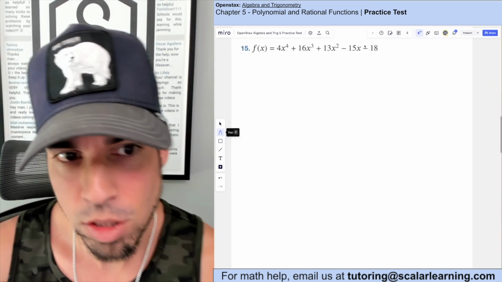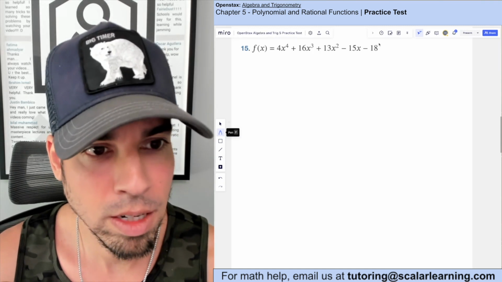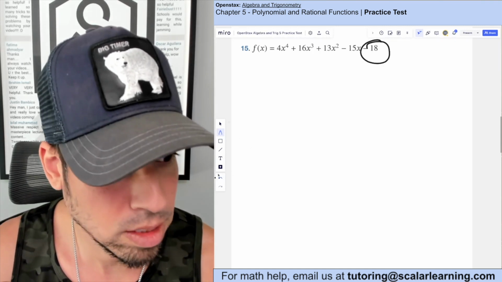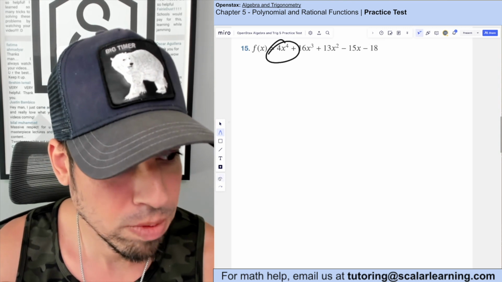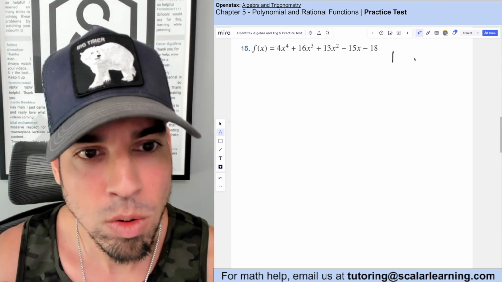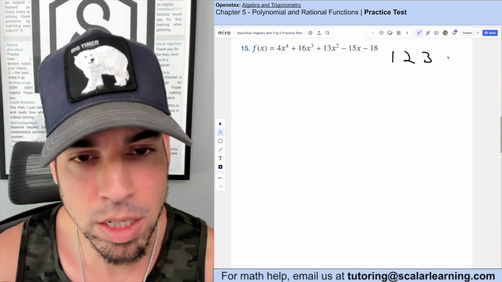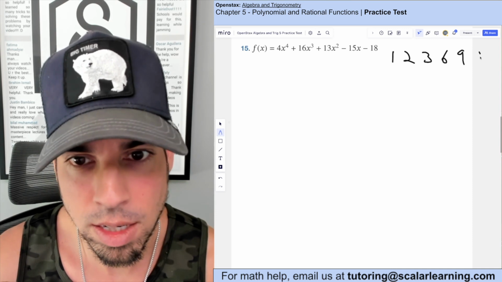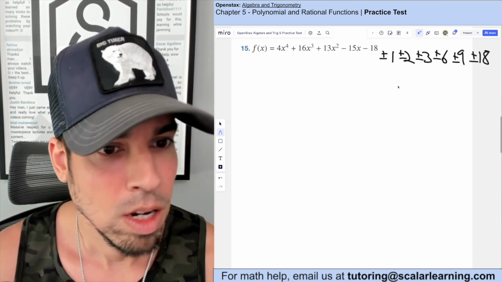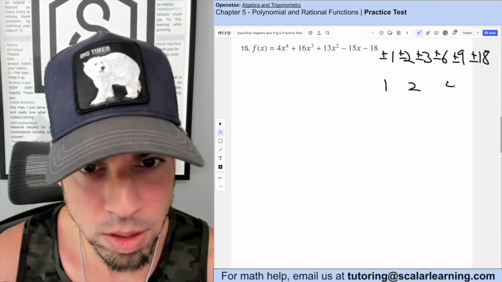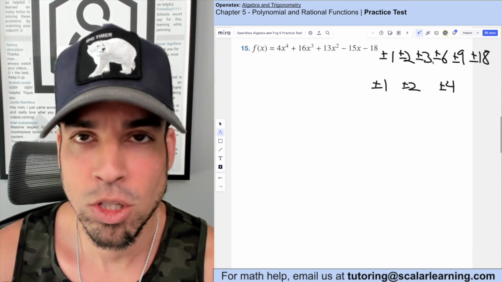For the next one, we're going to start with the rational zeros theorem and start with all the factors of 18 divided by all the potential factors of 4. So 18, we have 1, 2, 3, 6, 9, and 18, all plus or minus. And then for 4, it's 1, 2, and 4. So that's going to give us a bunch of different possibilities.